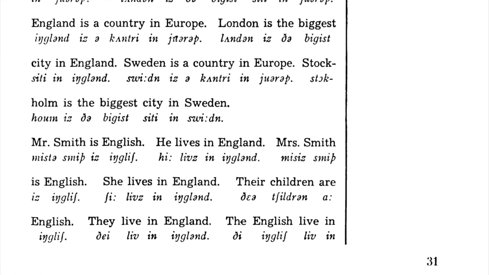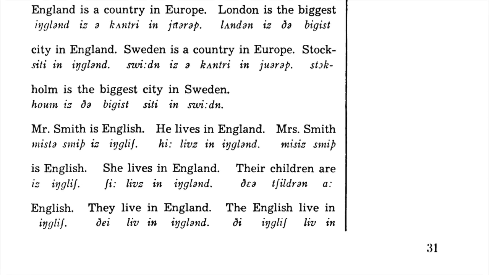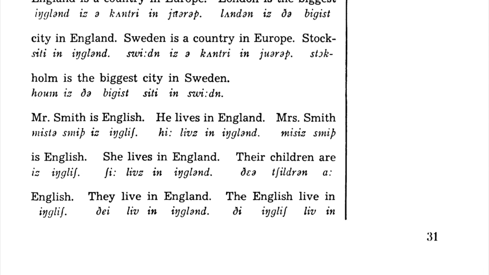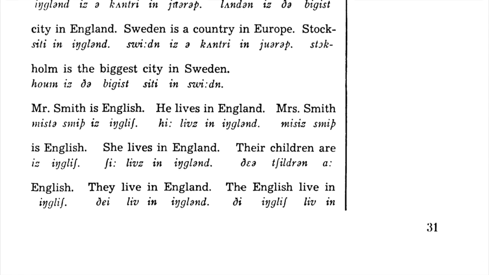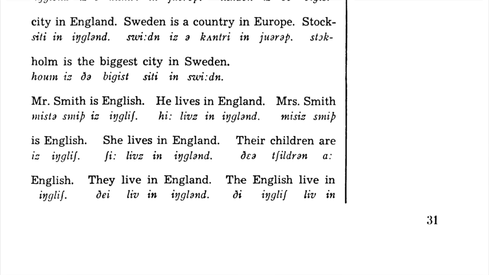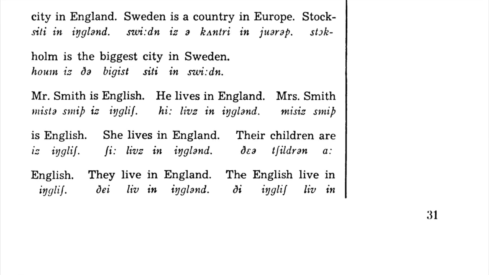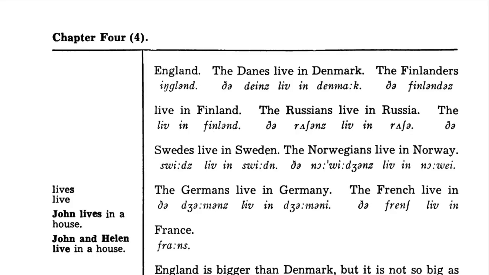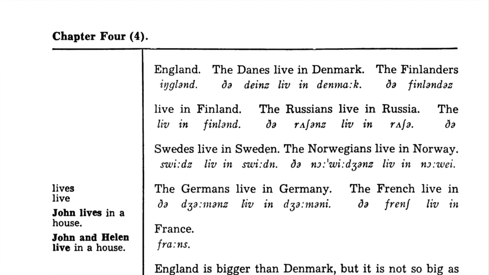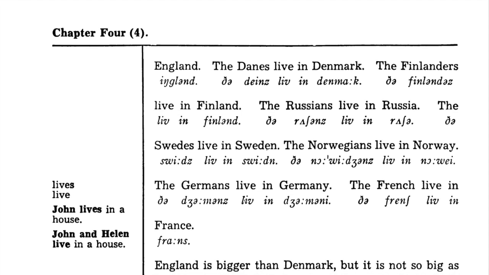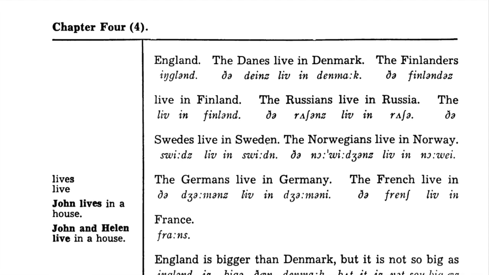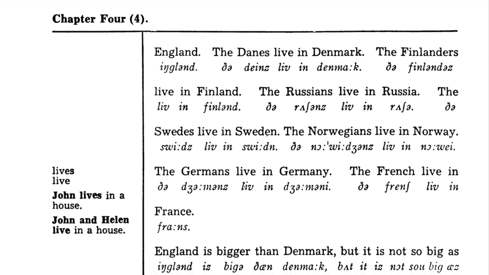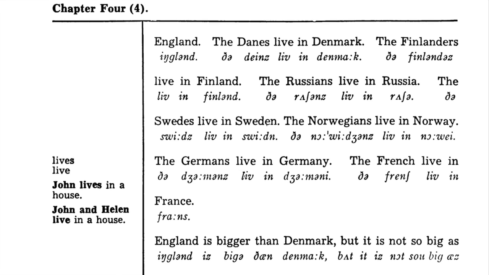Mr. Smith is English. He lives in England. Mrs. Smith is English. She lives in England. Their children are English. They live in England. The English live in England. The Danes live in Denmark. The Finlanders live in Finland. The Russians live in Russia.